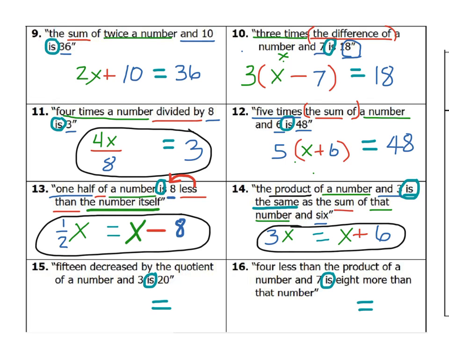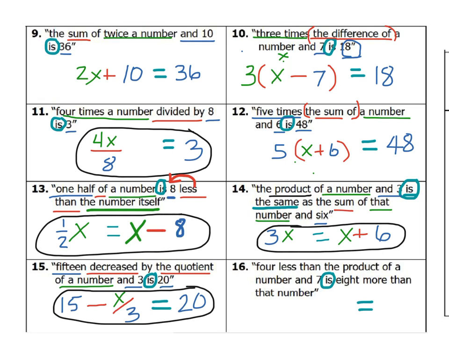I want you to try and do number 15 on your own, and let's see how you do. Go ahead and pause the video before you do that. All right, so 15 says, decreased by means subtraction. The quotient, when I see that, I know I'm going to have some division in the second part here. So quotient of a number x and 3. So I write that x divided by 3 is, means equals, and then the 20 goes by itself on the right-hand side.